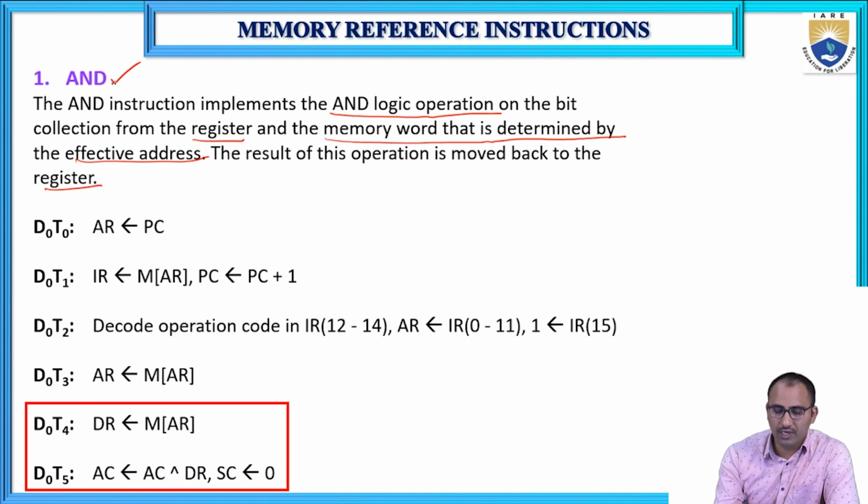So it is a memory reference instruction. AND performs the logical AND operation between the operand stored in the accumulator register and the other operand that is stored in the memory. Okay, so see here.